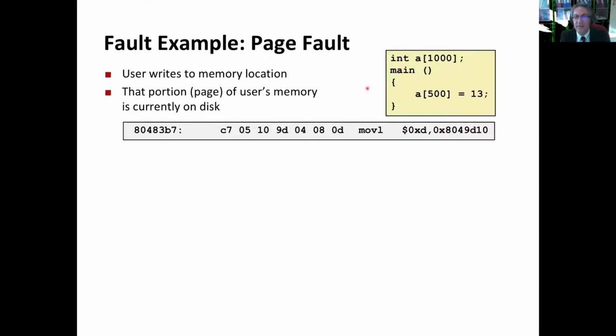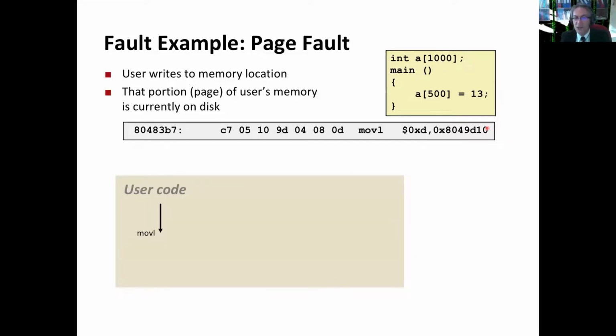So here is a simple example where I have a program and I have declared an array A of 1000 elements, and in this line, I'm setting the 500th element to 30. Let's assume that when I do this, this is the instruction, where I'm moving 0xd, which is 13 in hexadecimal, into this address, 0x8049d10, which is the address of A[500]. So this is the execution. Now assume that this particular address is not yet in the physical memory, and it is still mapped onto the disk. Then what will happen?